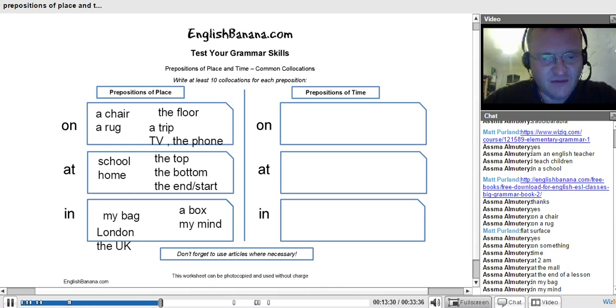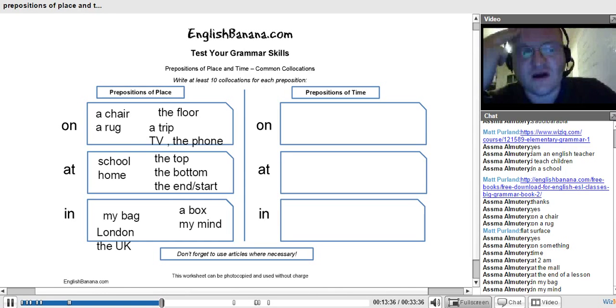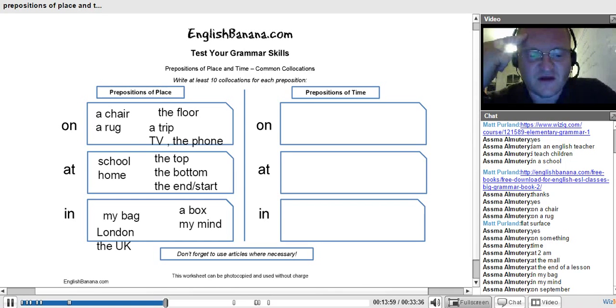Let's look at time now, and I think it's good to do these together, place and time, because we can compare them. We can see that it's the same three words, on, at, in, for both. Of course, there are other prepositions of time and place, but these are the main ones and the most important. And the problem is these are in almost every sentence. So if we get it wrong, or if we don't use one, it's a bit like articles. If we don't use them or we use them incorrectly, then the sentence can look very basic.